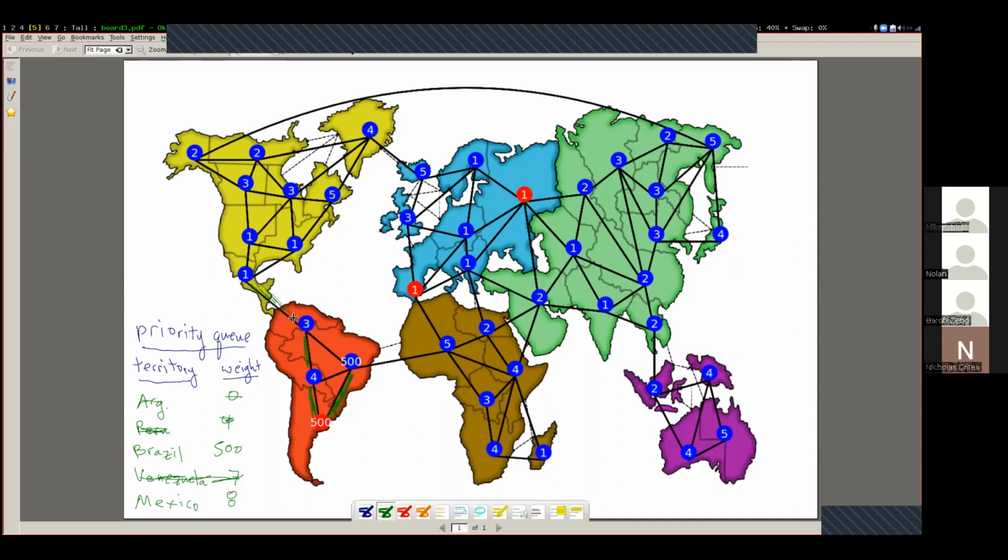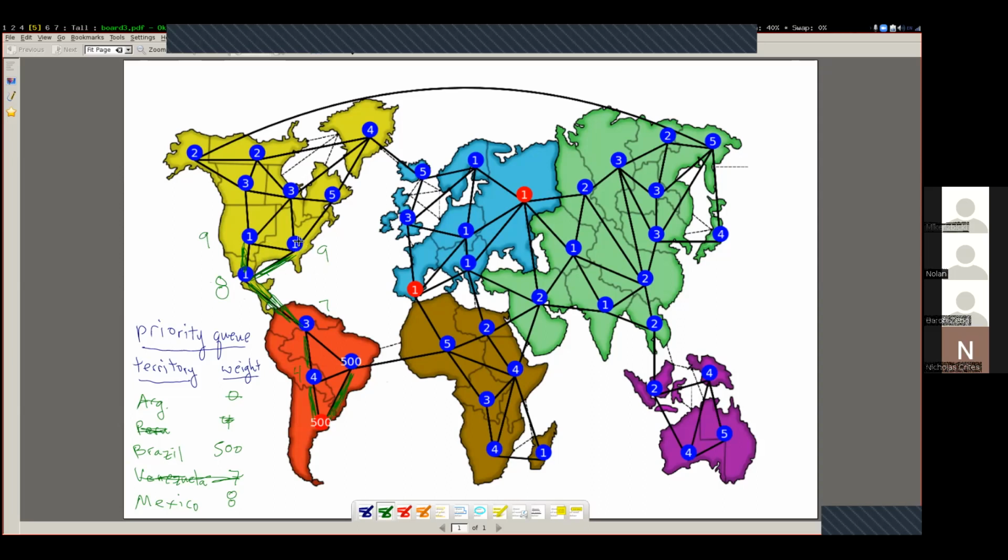I'm going to start switching to writing the weights over here next to the countries themselves. So here, the weight to get to Peru was a 4. The weight to get to Venezuela up here was a 7. And the weight to get to Mexico up here was an 8. It's still easier to get to Mexico than to Brazil, so we'd take Mexico next. And now we have 2 neighbors over here, Eastern and Western United States. They both have a distance of 9.